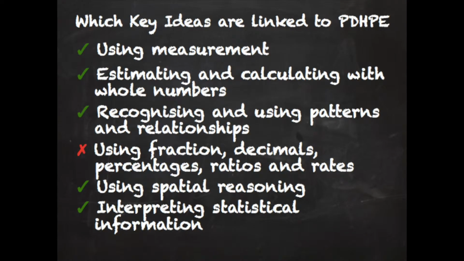So the key ideas which are evident to PDHPE are pretty much all except for using fractions, decimals, percentages, ratios and rates. So the ones that are evident are using measurement, estimating and calculating with whole numbers, recognising and using patterns and relationships, using spatial reasoning and interpreting statistical information.